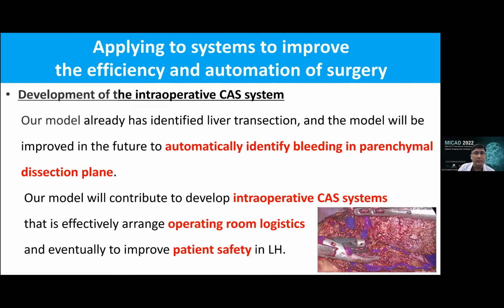And about the development of an intraoperative CAS system, our model already identifies liver transection, and the model will be improved in the future to automatically identify bleeding in the parenchymal dissection plane. Our model could contribute to developing an intraoperative CAS system that effectively arranges operating room logistics and eventually improves patient safety in LH.